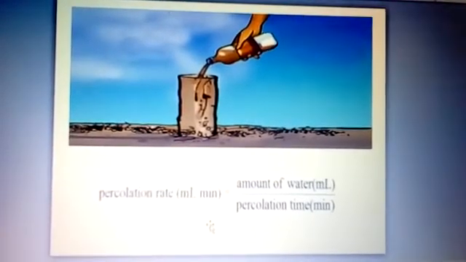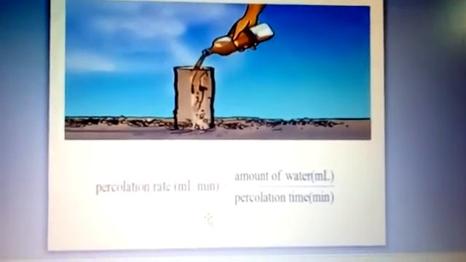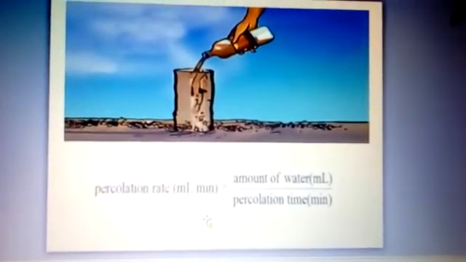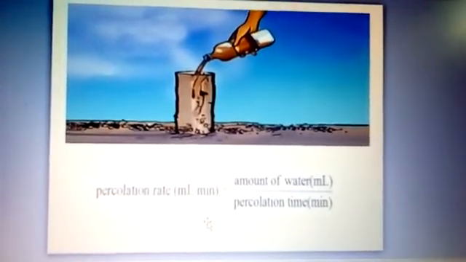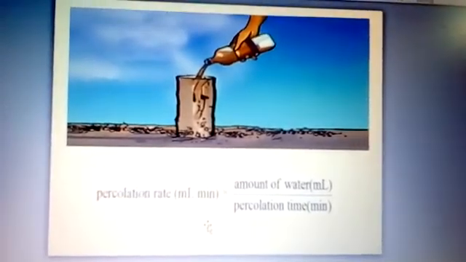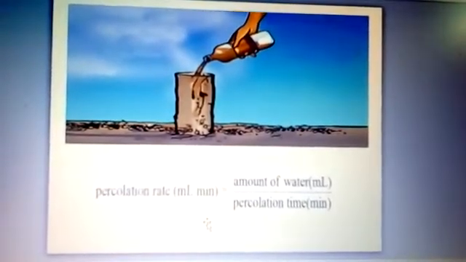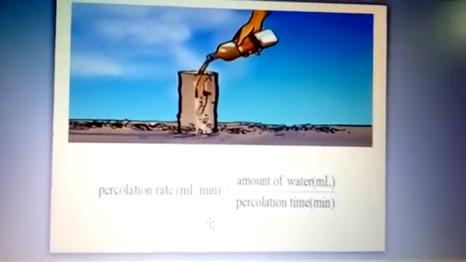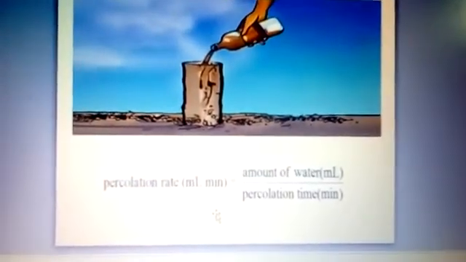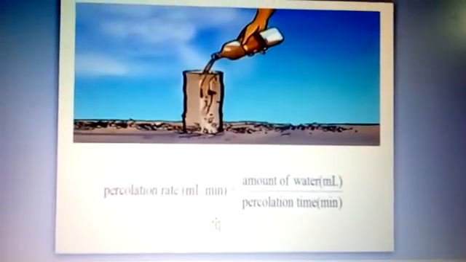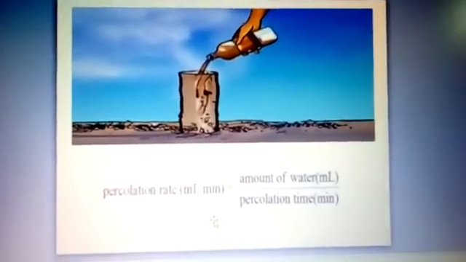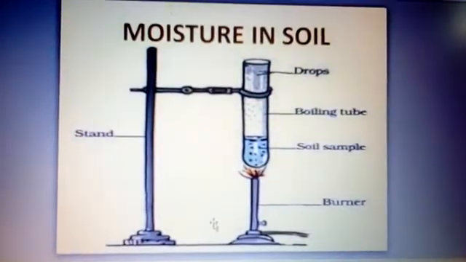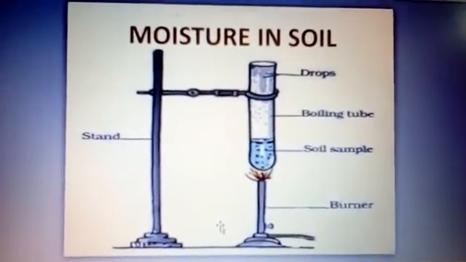So the rate of percolation will be 200 ml. How much water is poured? That is 200 ml of water, per percolation time of 20 minutes. In this way we can find out the percolation rate of soil in that place. So that is about the percolation rate of water in soil. Next, we are studying about the moisture in soil.